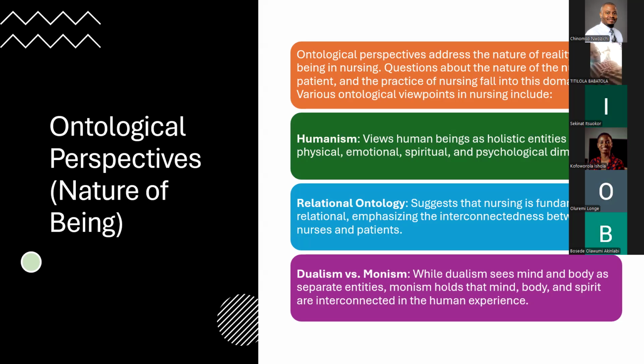Okay. So ontology is just the nature of reality, the nature of being in nursing. And under ontology, we have different philosophical views under the ontological perspective. The first one is humanism. Humanism is an ontological view that sees human beings as holistic entities, which means they are comprised of physical, emotional, spiritual, and psychological dimensions.